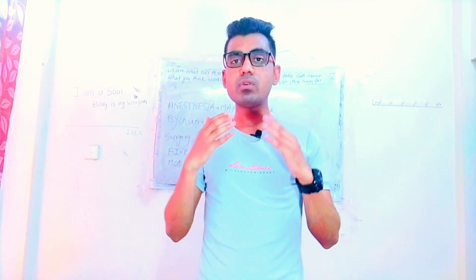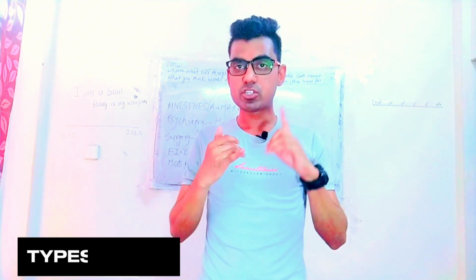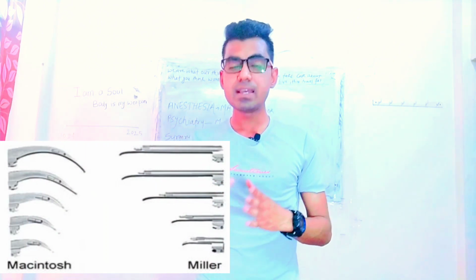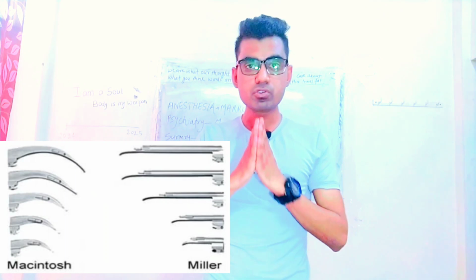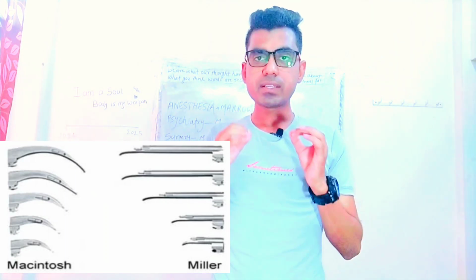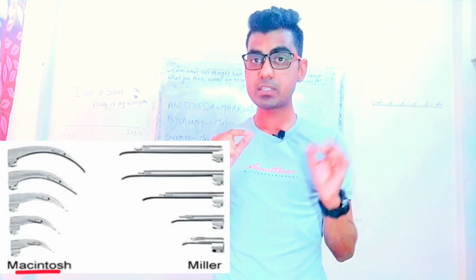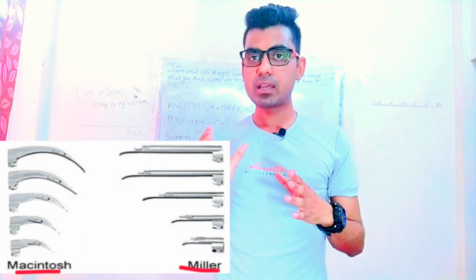Now when you talk about the blade, there are different types, for example the straight blade and the curved blade. In the straight blade there are different types, but the most commonly used is the Miller blade. Similarly, in the curved blade there are different types, but the most commonly used is the Macintosh blade, right? So how will you remember this? In Macintosh, notice the letter C. C means curved, C means Macintosh. Similarly, in Miller, notice the letter L. L means straight, right?